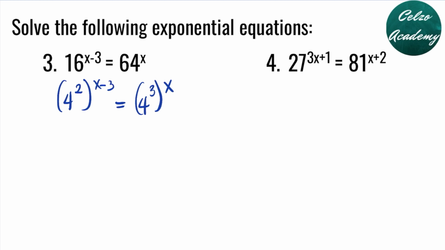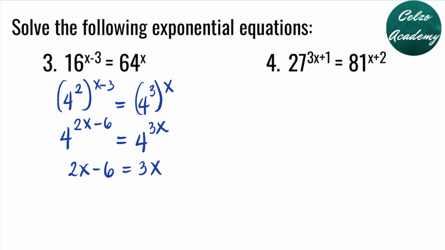Using the power rule, we need to multiply the exponents, so we will have 2 times x minus 3, or that is 2x minus 6. For the right side, we have 4 to the power of 3 times x, and that is 3x. The bases are the same, so we can write down now the exponents: 2x minus 6 is equal to 3x. Isolating the variable x, I will subtract 2x from both sides of the equation. 2x minus 2x is 0, so we have negative 6 is equal to 3x minus 2x is 1x, so the value of x for number 3 is negative 6.